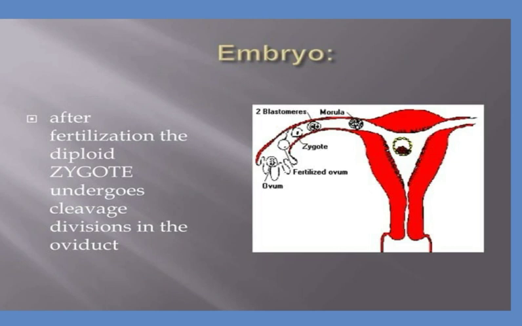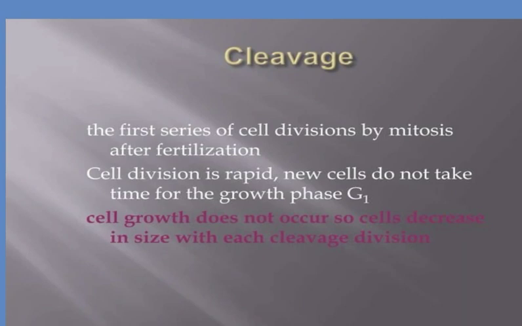After fertilization, the diploid zygote undergoes cleavage and division in the oviduct. Cleavage is the first series of cell divisions by mitosis after the fertilization. Cell division in cleavage is rapid. New cells do not take time for a growth phase, that is the G1 phase. Cell growth does not occur, so the cell decreases in size with each cleavage division.